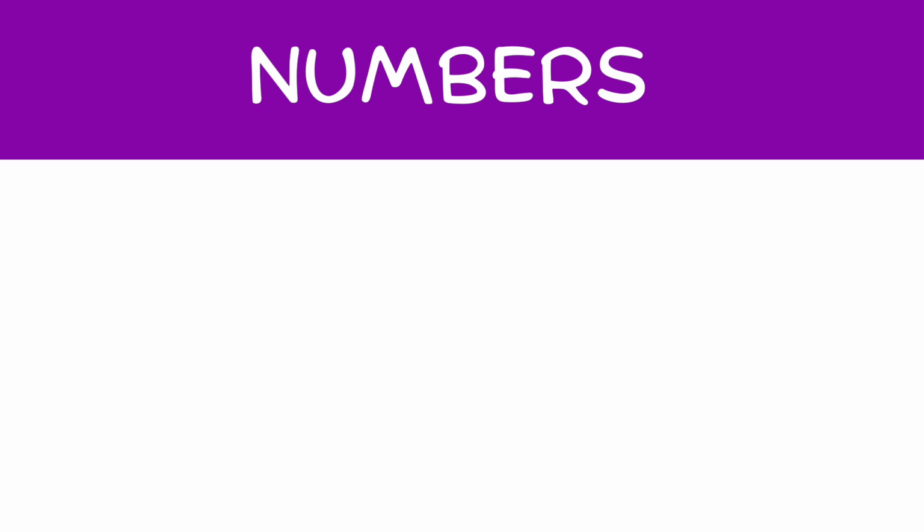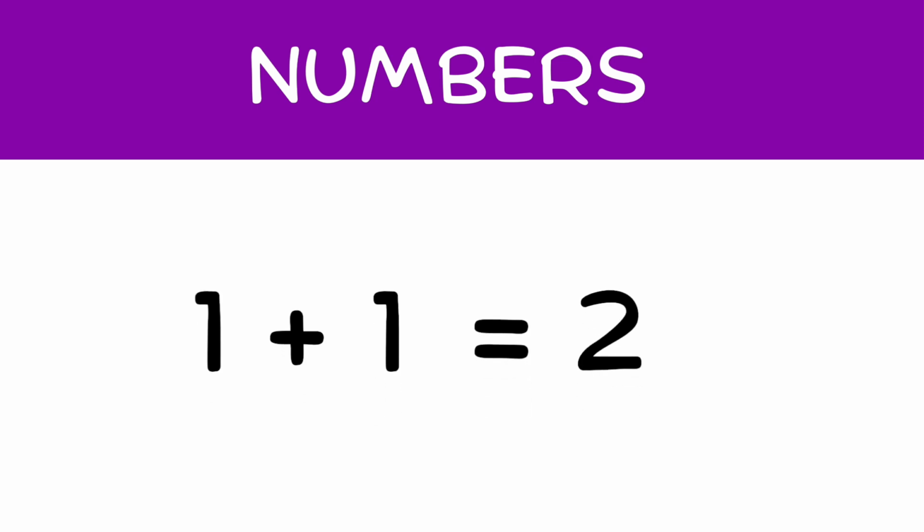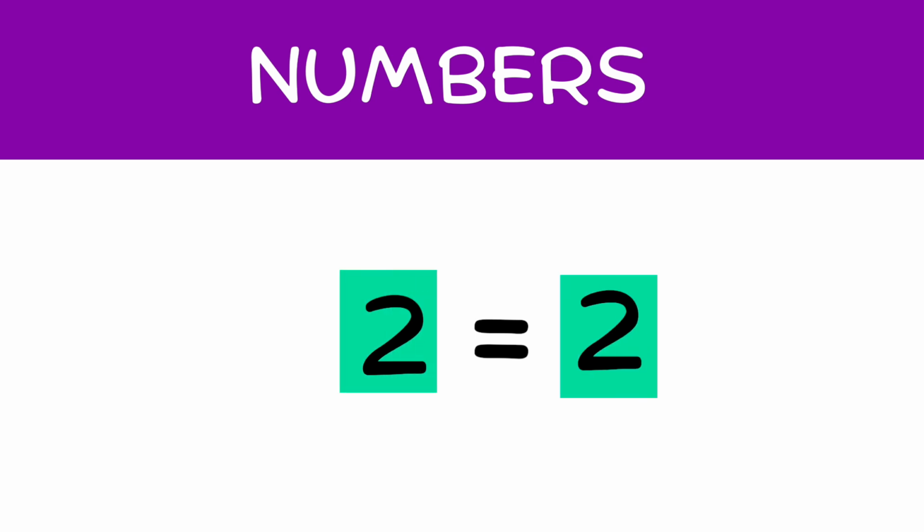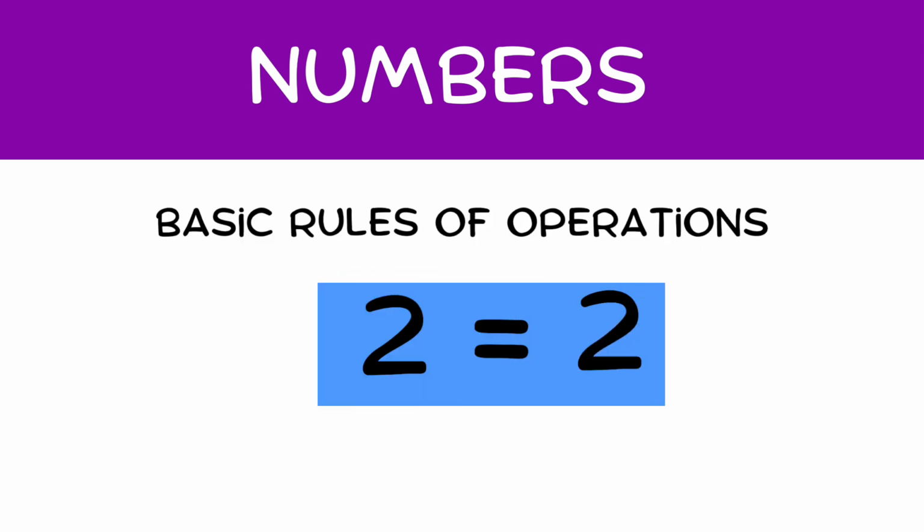For example, we know that 1 plus 1 is equal to 2, because when we add the left-hand side, it will be 2, which is the same value as the right-hand side. These are the basic rules of operations.